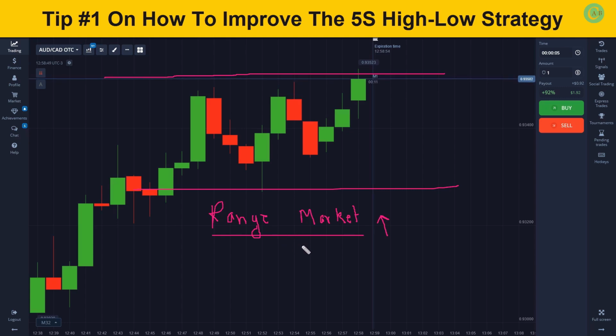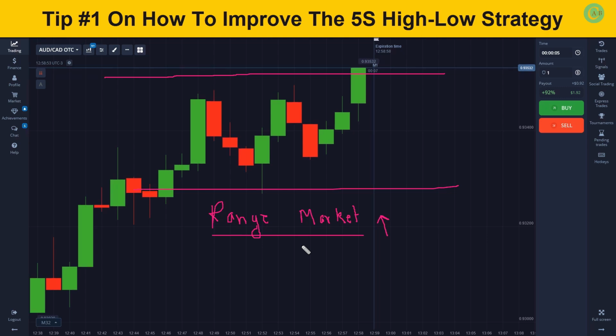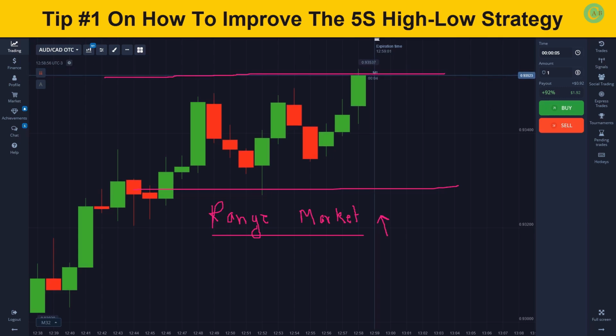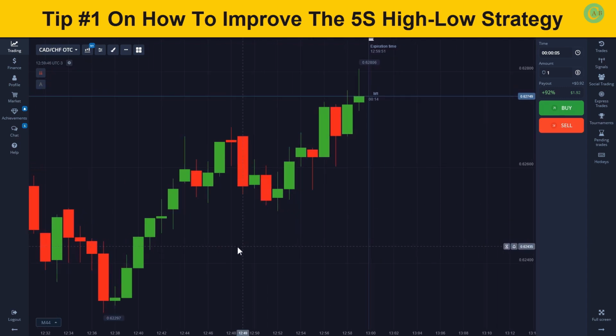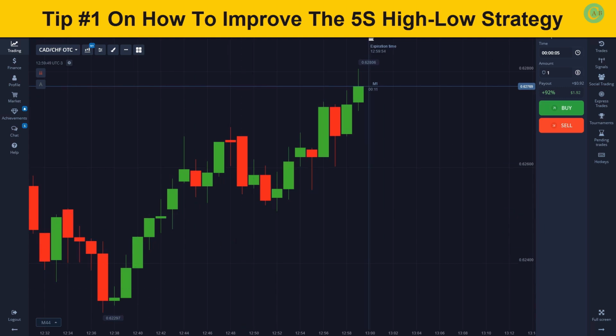Now I'm assuming that you know how to distinguish between the ranging market and the trending market, so I'm not gonna go in details on how to do that. However, I'm gonna give you quickly an example on a trending market, so at least you can have an idea on the difference between the two. Okay, as you can see here, for example, this is not a range market. You can see price is trending. Okay, so this is not the ideal structure for our strategy.